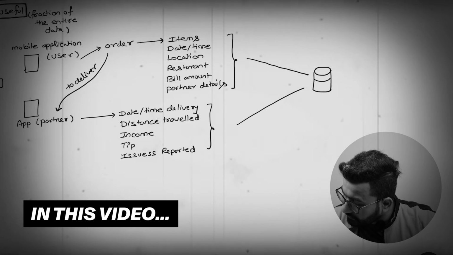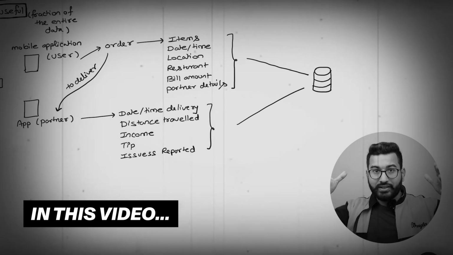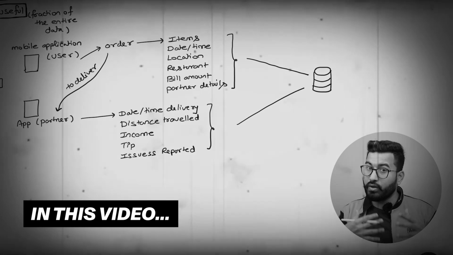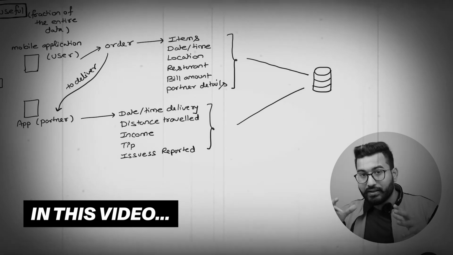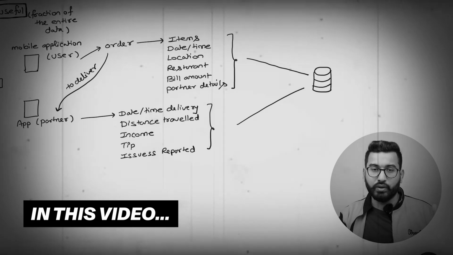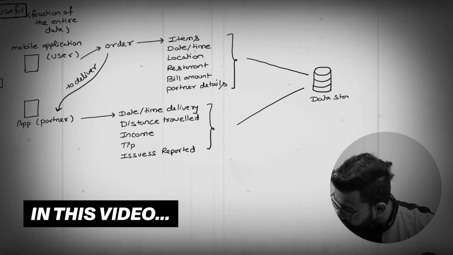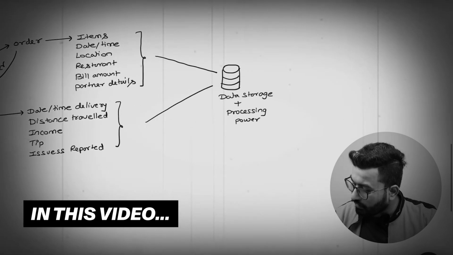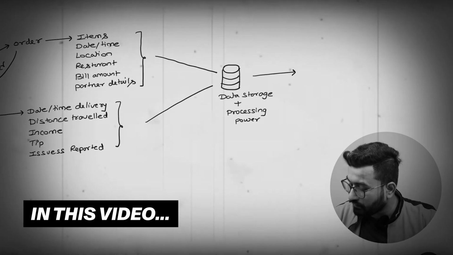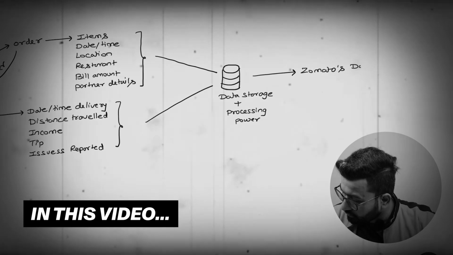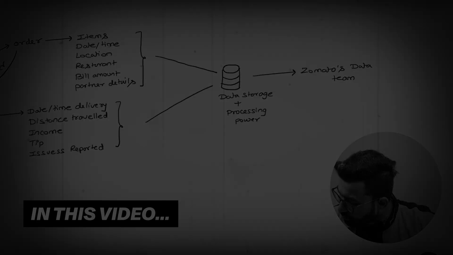So assume it like a centrally located huge computer which comes with a lot of data storage and lot of processing power. So this is centrally located huge data storage which comes with both data storage plus processing power. And now this particular data can be used by Zomato's data team to make any decision.